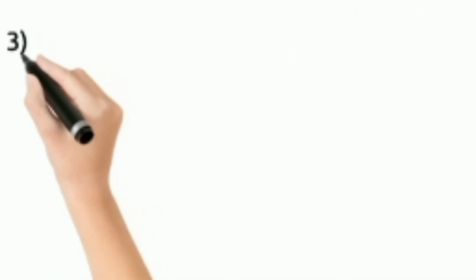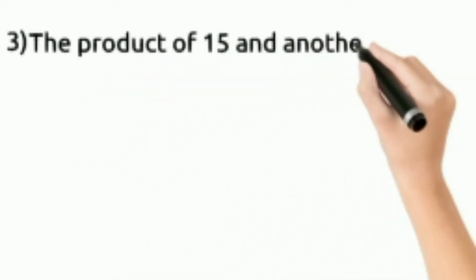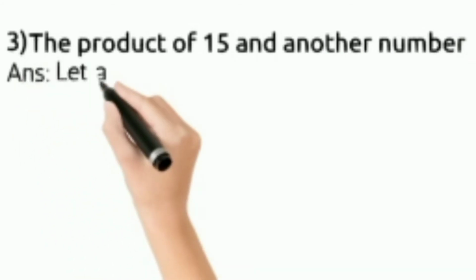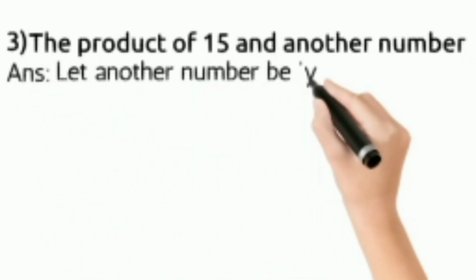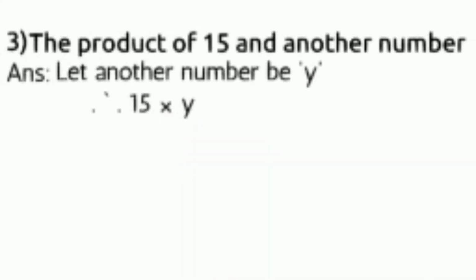Third question, the product of 15 and another number. Let another number be y. We are using the letter y here. Now, the product of 15 and another number means multiplication. So, 15 multiplied by y is the answer.